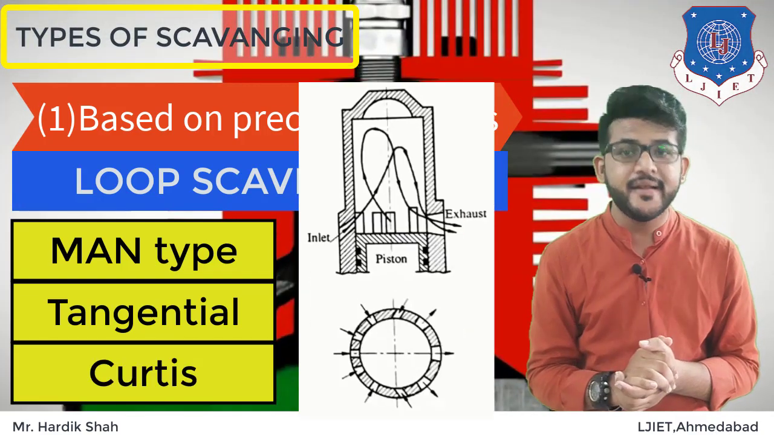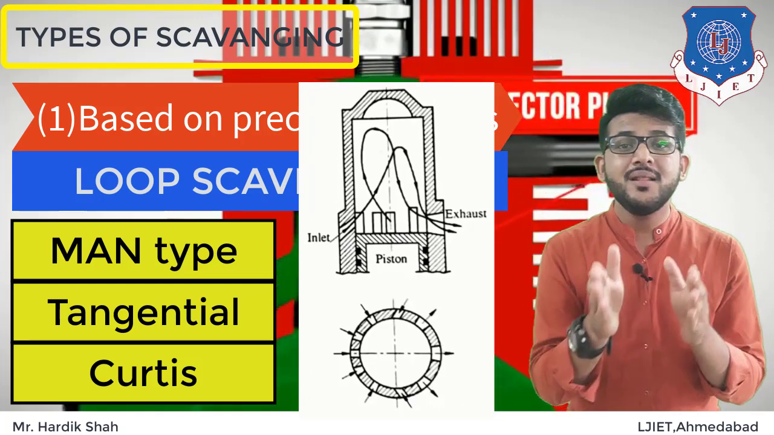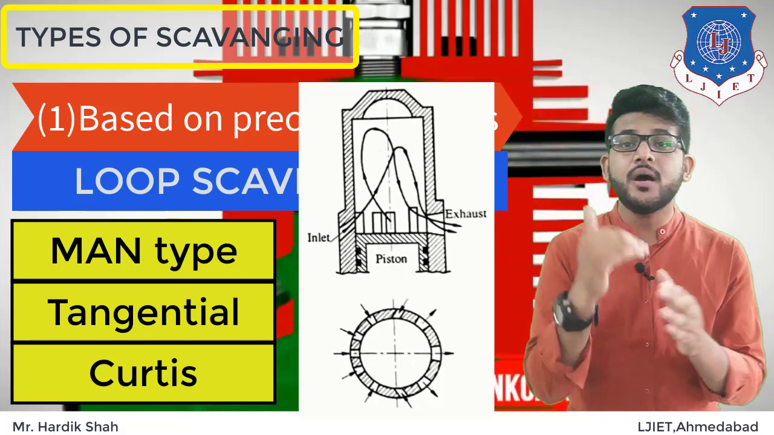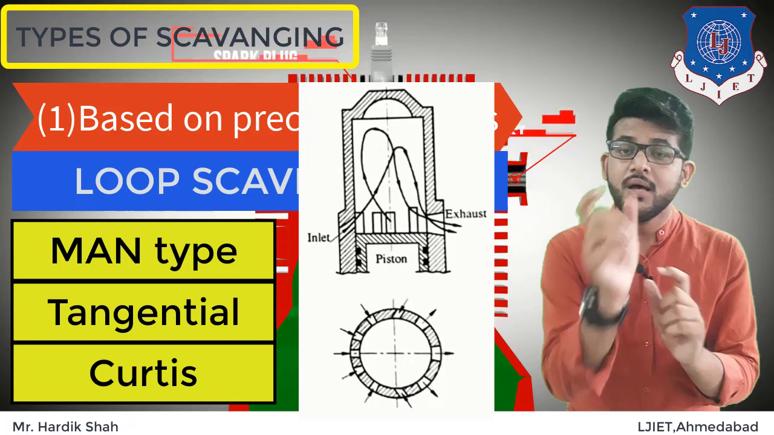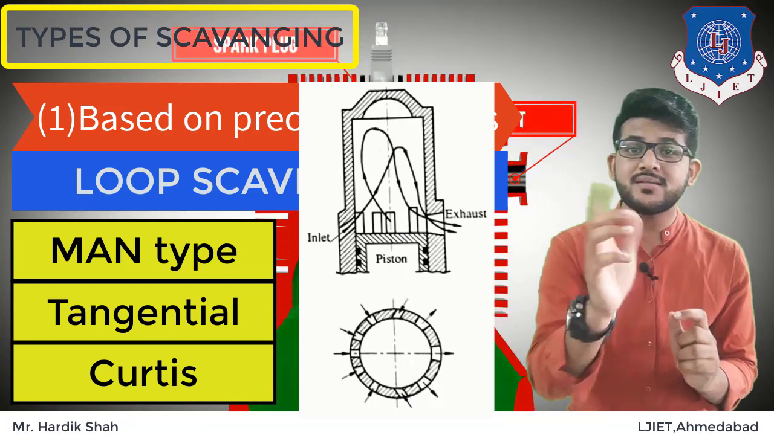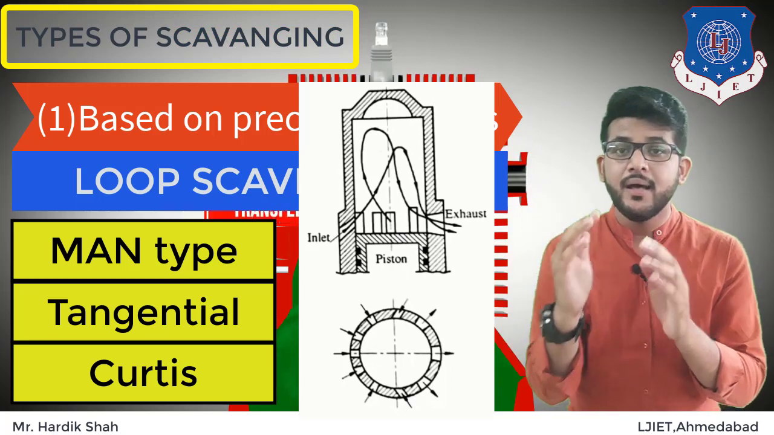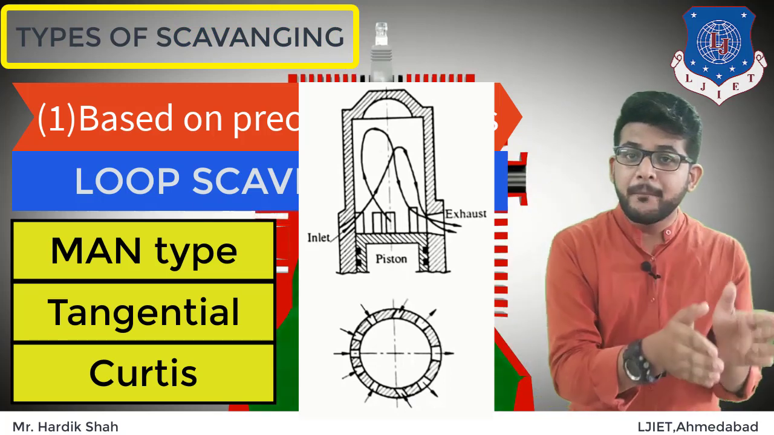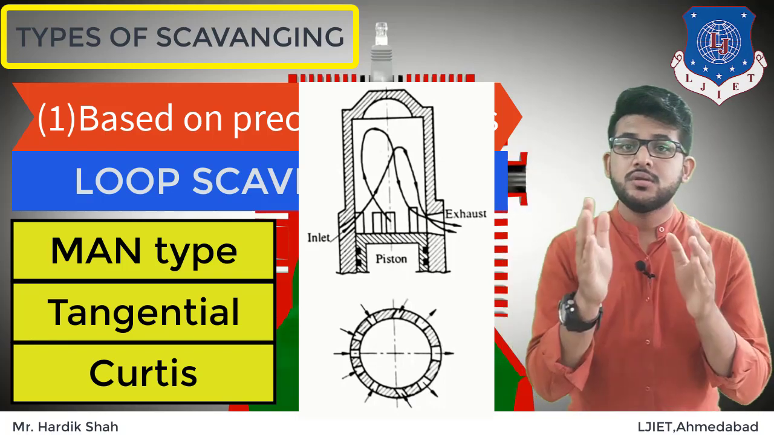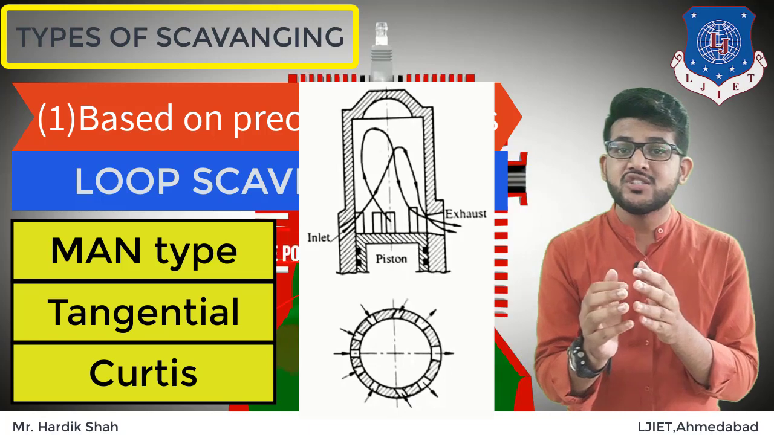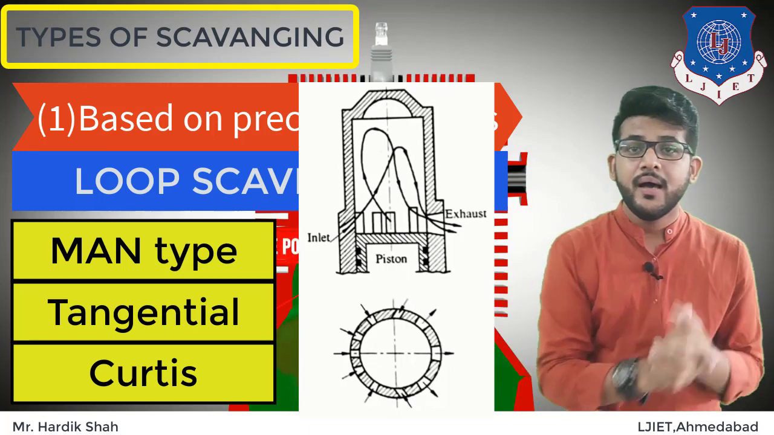Third one is Curtis type loop scavenging method. So in this system, what is happening? Number of inlet ports having different upward inclinations, and their inclination varies according to position relative to exhaust port, as it is shown in this figure. Okay. So the inlet port near to exhaust port has smaller inclination compared to the far inlet port for better scavenging. So this promotes a displacement of exhaust gas from the top and their expulsion from the exhaust ports.